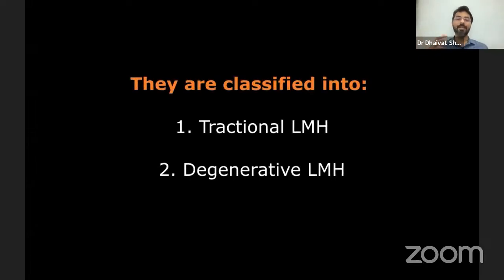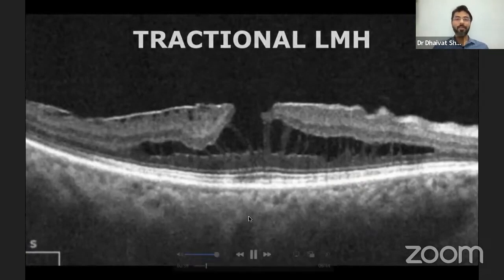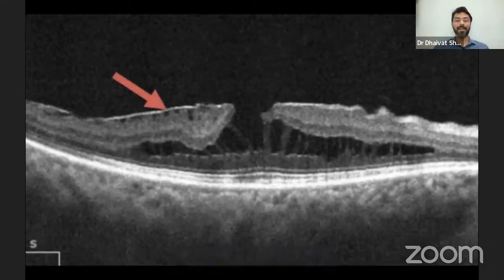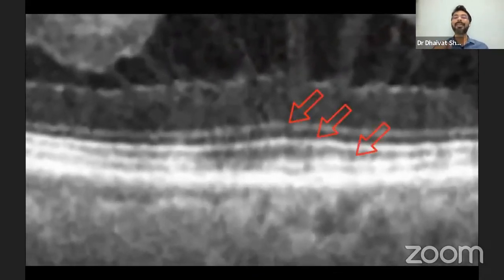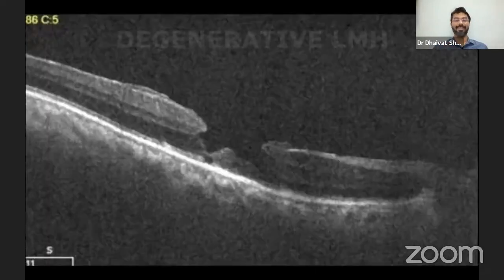To understand this, we need to understand the classification of lamellar macular holes. Lamellar macular holes are basically classified into two categories. The good one, that is the first one, is a tractional lamellar macular hole, which has a thick ERM, intraretinal schisis, and more importantly, if you see the outer retina is absolutely clean and intact. So these are our friendly lamellar macular holes. That is how I call them, because these are good holes to have because they don't progress.